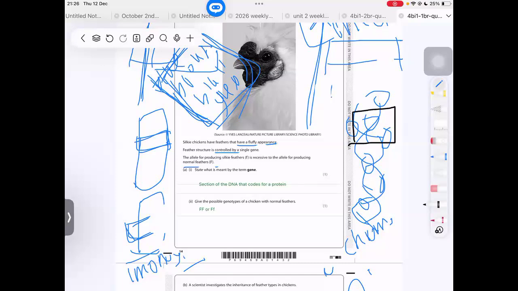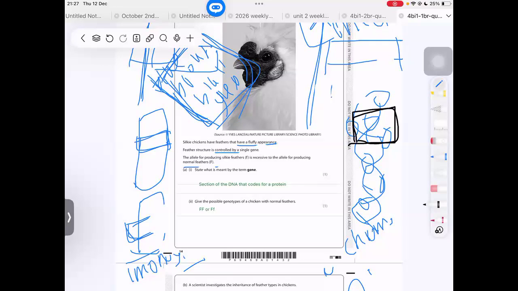Last time I told you they are called exons, which you don't need to know. You only need to know that there are parts in the chromosome, in the DNA, that code for a protein. That's what you call a gene. So the answer should be a section, part or length.